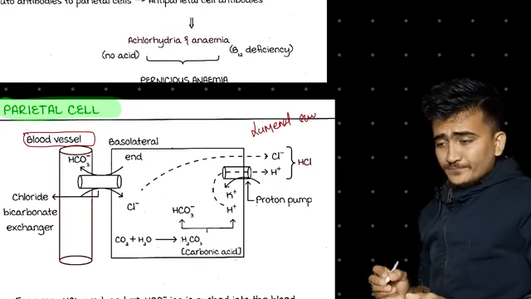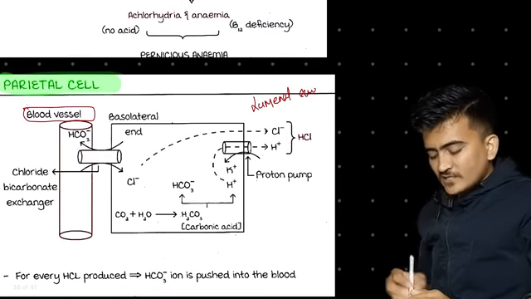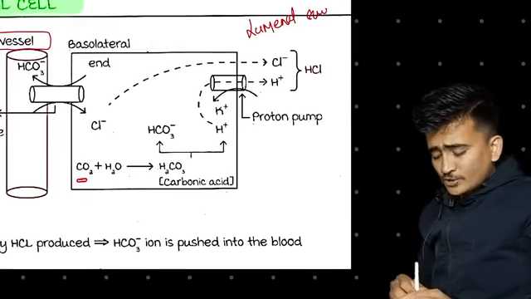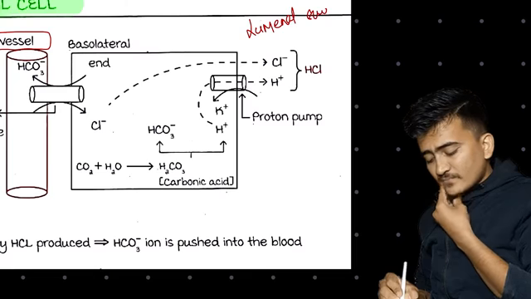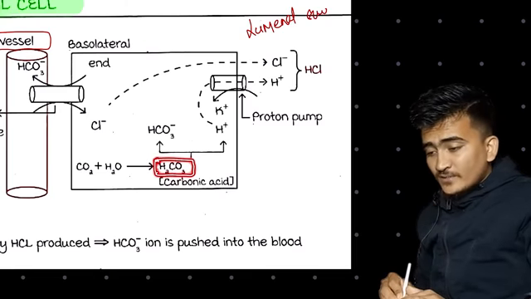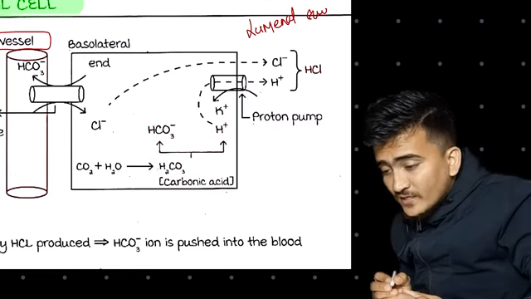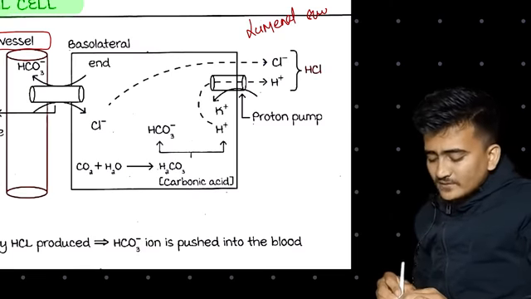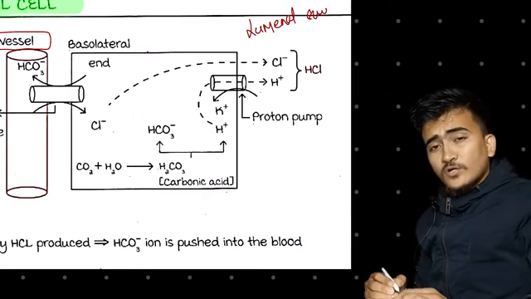Now, because of metabolism within parietal cells, there will be production of a large amount of CO2, as you can see right here. This CO2 will bind with water and produce carbonic acid, H2CO3. This carbonic acid will be broken down into bicarbonate ion and H plus ion. Which enzyme will take part here? It is carbonic anhydrase, obviously. Now we have HCO3, or bicarbonate ion, and this proton, or H plus ion.